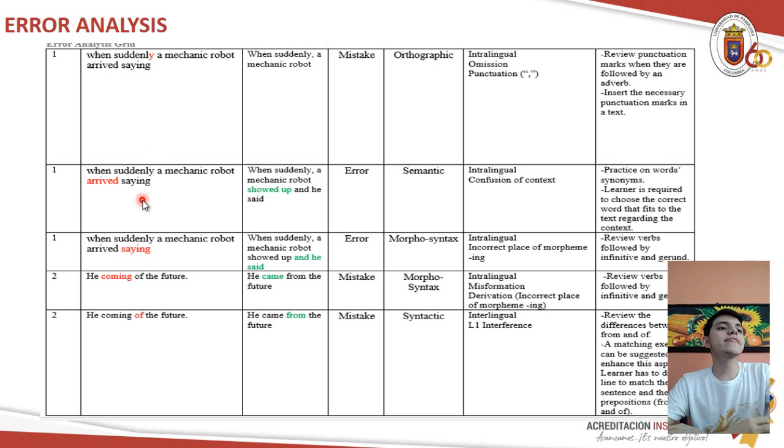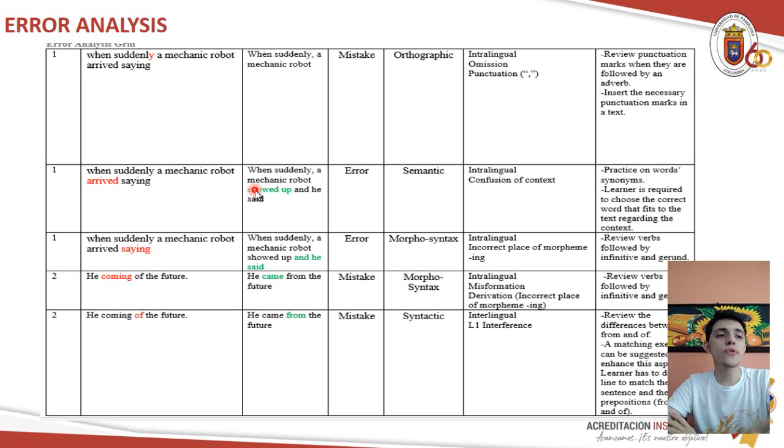So similarly, he wrote, "when suddenly a mechanic robot arrived, saying." The error correction is "when suddenly, comma, a mechanic robot showed up," or even "appeared, and he said." This is an error because the classification of this error is semantic, because it doesn't make sense, and the source of this error is intralingual, because he doesn't know how to use it, and confusion of the context. I suggest to practice on words or on those synonyms, and the learner is required to choose the correct word that fits the text regarding the context.